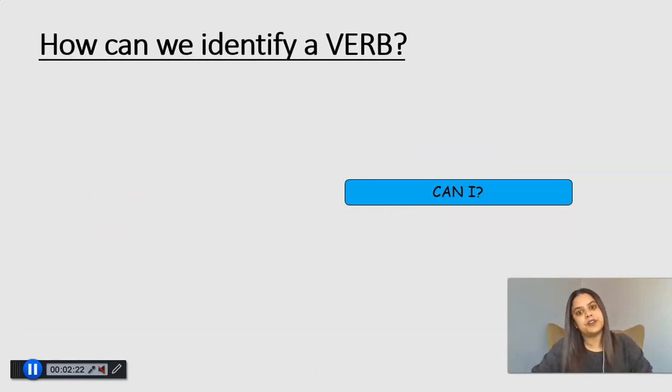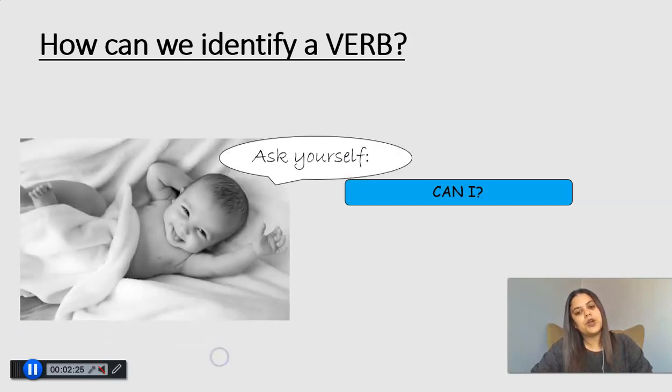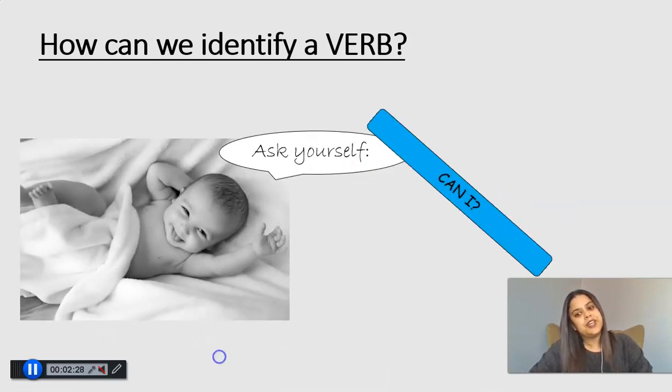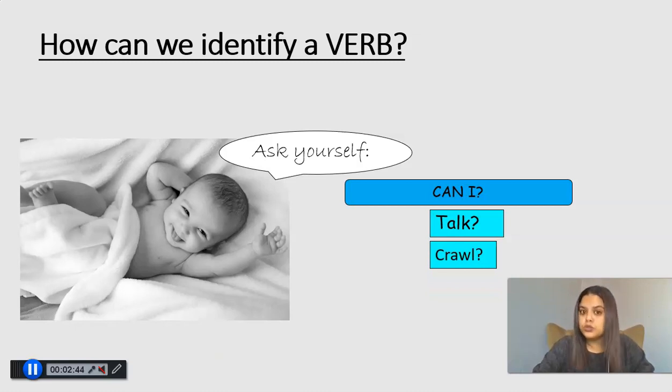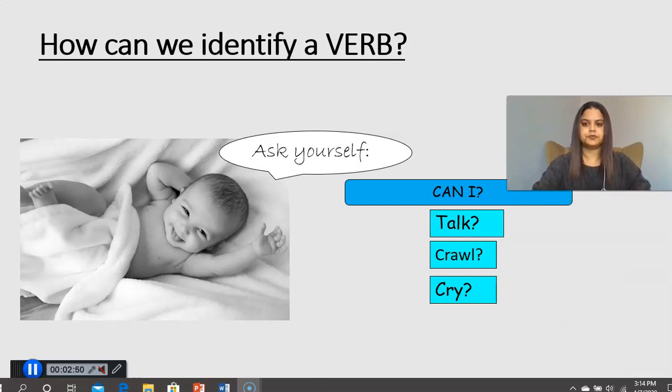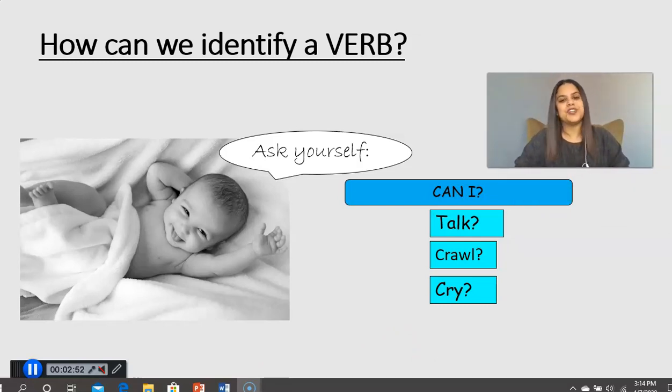How can we identify a verb? We can ask ourselves, can I? And when we ask the question, can I? It will help us see if we are able to do the action. Can I talk? Can I crawl? Can I cry? The important part about this is that when we answer those questions, it will give us an idea as to whether the word is a verb or not.